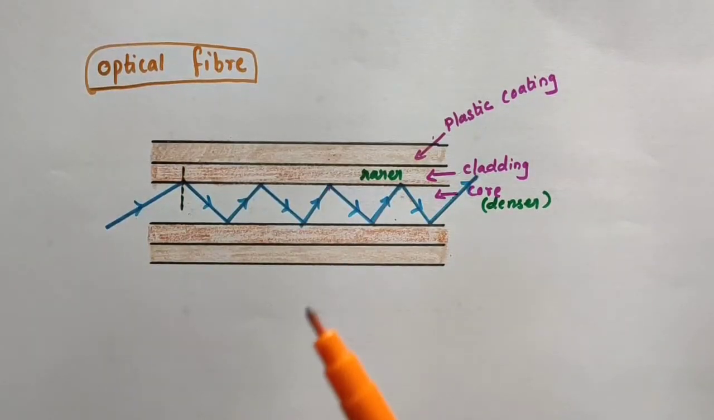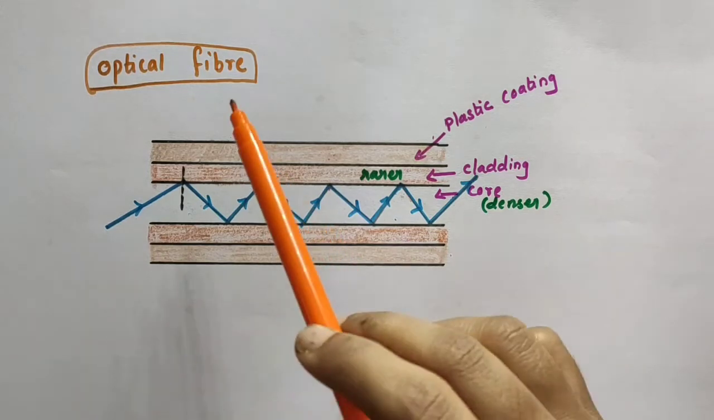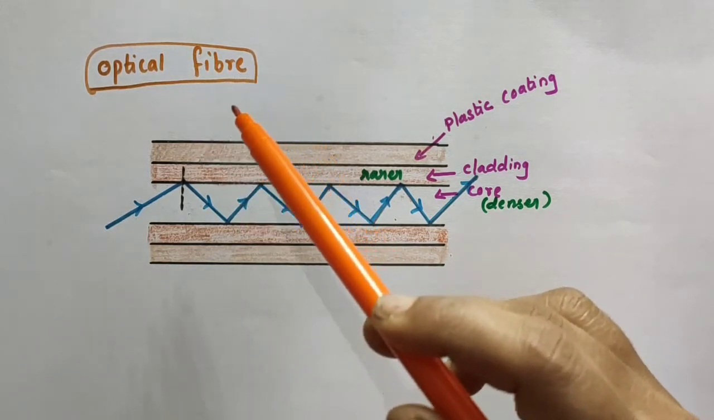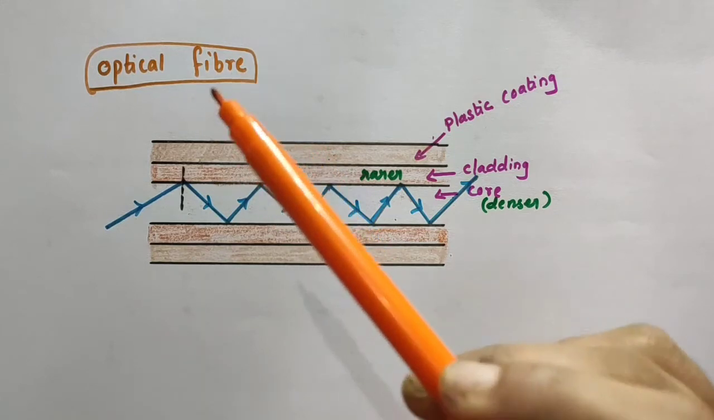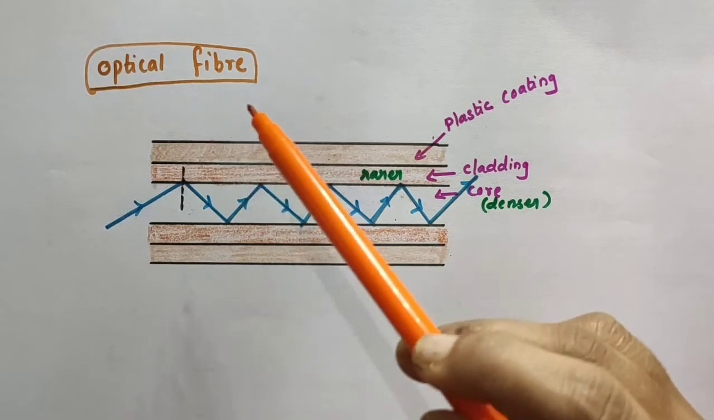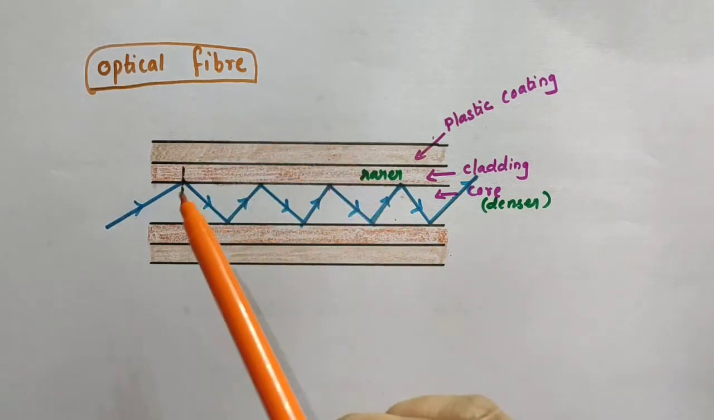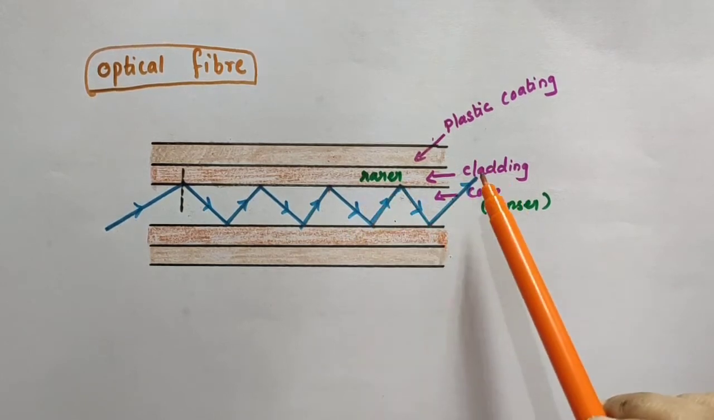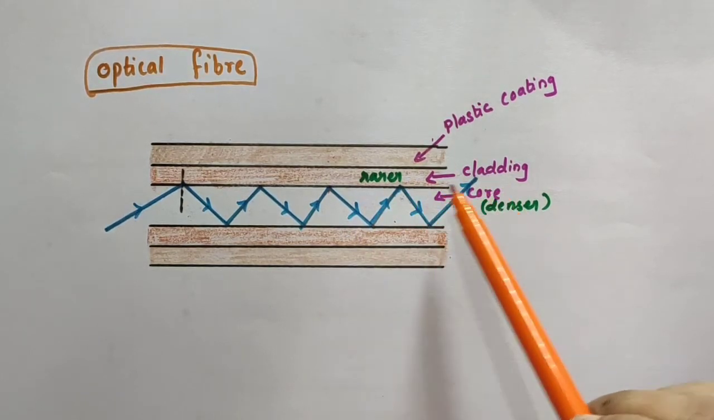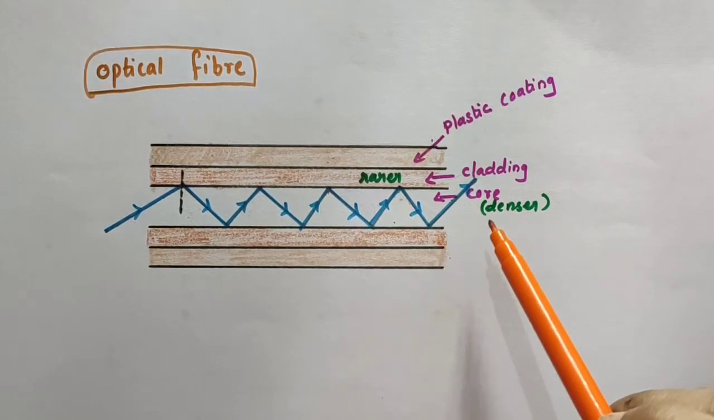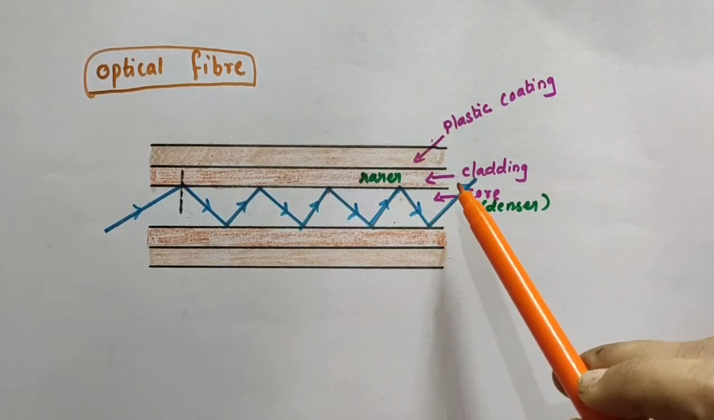Next one is the case of optical fibers. An optical fiber is a flexible, transparent fiber fabricated with high quality composite glass quartz fibers. Optical fibers are extensively used for transmitting audio and video signals over long distances. Each optical fiber consists of a core and a cladding. Then a plastic coating would be there. The core is optically denser than the cladding.